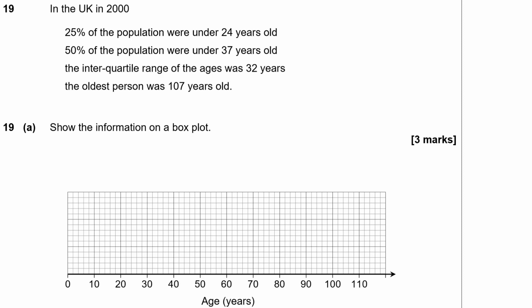Now, a box plot has a box in the middle and 2 whiskers and a line in the box like that. That line in the box is Q2, the median. And then we have Q1 and Q3, the lower and upper quartiles, and the whiskers go out to the highest and lowest values. So in order to draw this box plot, we need to know those 5 values there. So let's go through the question and see what it's telling us.